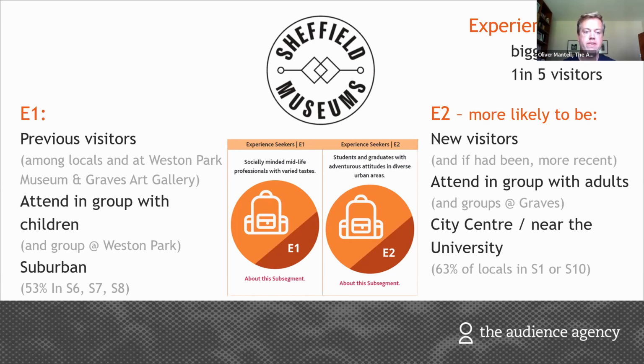Similarly, who they attend with varies. Both types were likely to attend in groups. So they're likely to attend with other people, but those groups skewed towards attending with children for E1 and attending with other adults for E2.